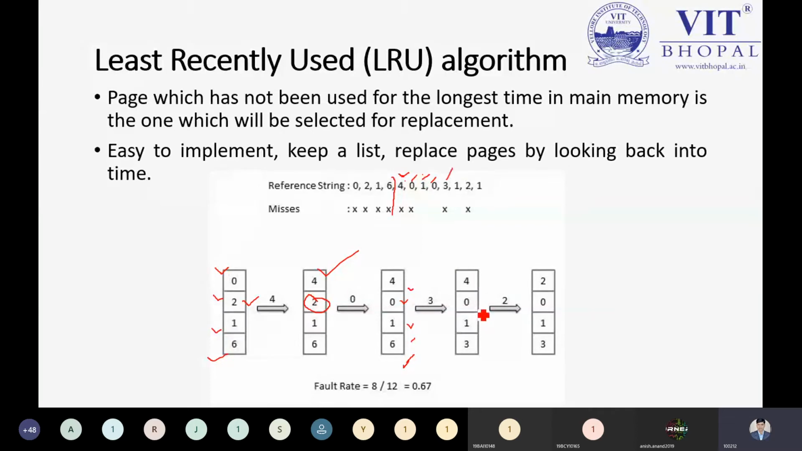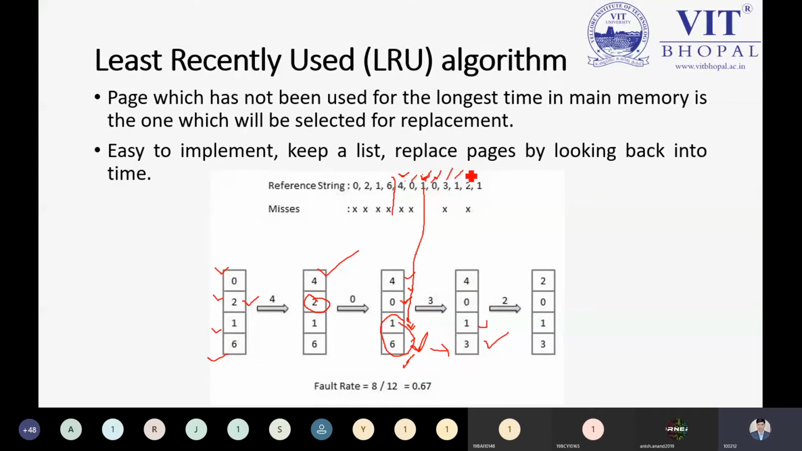But when the 3 is coming, we have 4, 0, 1, 6. Among the 4, 0, 1, 6, which one has not been used for the longest period? 4 is recently used, no problem. 0 is again present, and among the 1 and 6, 1 has already occurred over here. I'm marking an arrow here, but among the 1 and 6, the 6 is the one which has not been used for the longest period, so that will be replaced. So definitely this will be replaced by the 3. Now 0 and 1 are already present, and 3 is already here.